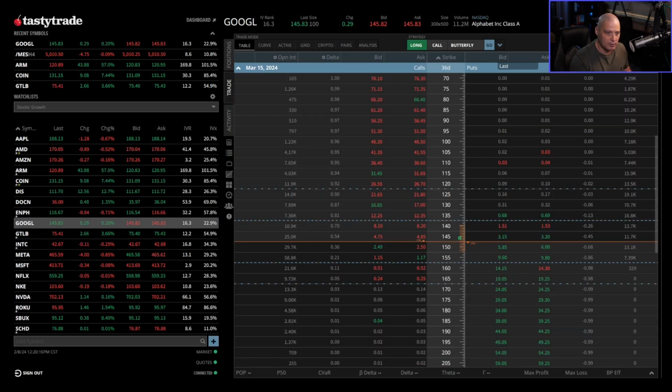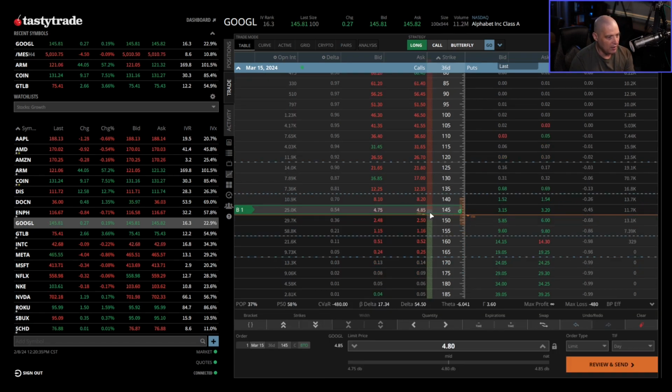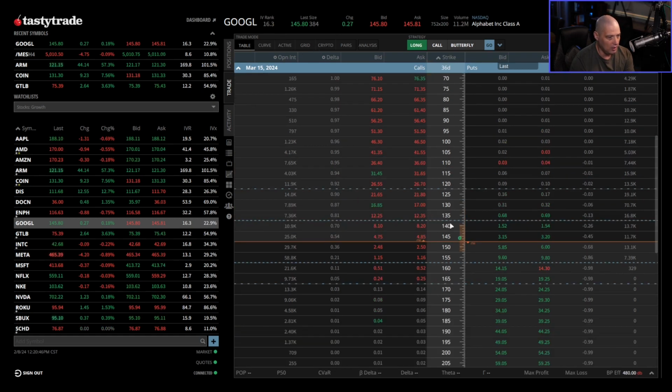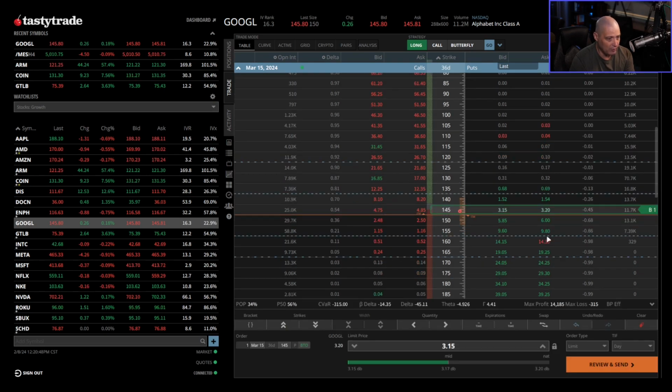So if I go back to TASTYTRADE, go back to this Google options chain, what is the at the money option? Well, let's see, the closest one where Google is currently trading at 145.82, the one that is closest to that price would be the 145 strike option. So if I was buying the at the money call, I would buy that call, which currently has a delta of 54, but that is as close as we can get to 145.81, which is where the stock is currently trading. So that is the at the money call. The at the money put would be the 145 put.